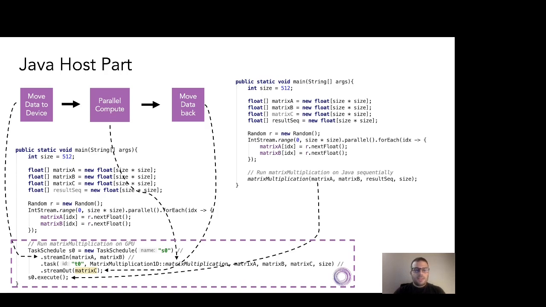And the last part is the execute method. So the execute method is the actual launching of the execution, which is mapped, let's say, to the actual invocation of the matrix multiplication when we run in Java. So the execute method will start the execution on the device.